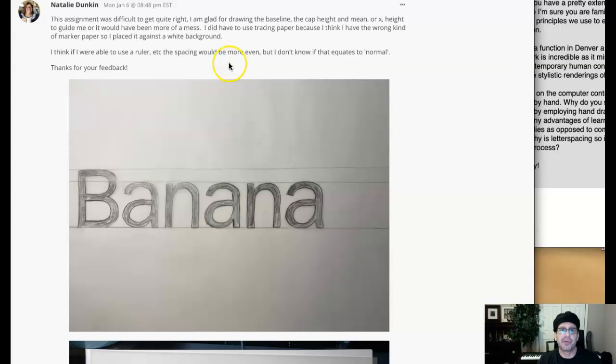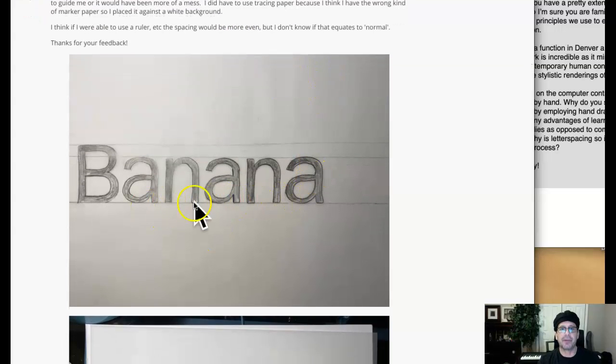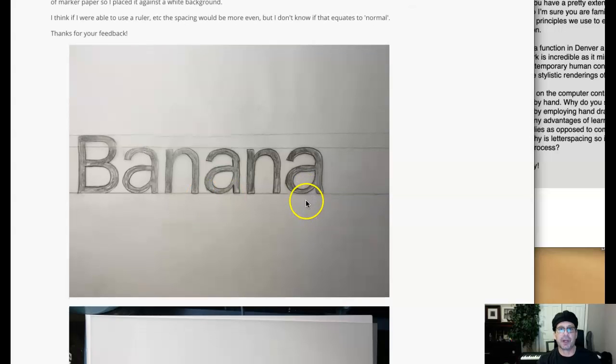But I think I was able to use a ruler, etc. Yeah, of course. And I think one of the main things that we see with the ruler: the first thing you want to do is make sure that these are perfectly parallel. Right now the cap line is kind of heading up a little bit. So the distance between baseline and cap line here is less than it is here. You can see how that's not leveled out right there. So that's really super important to establish a level there. Same thing with the mean line and the baseline as well.